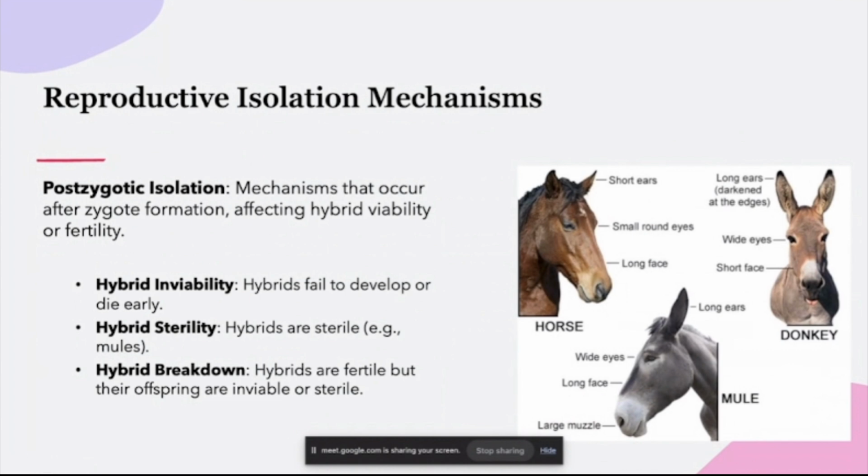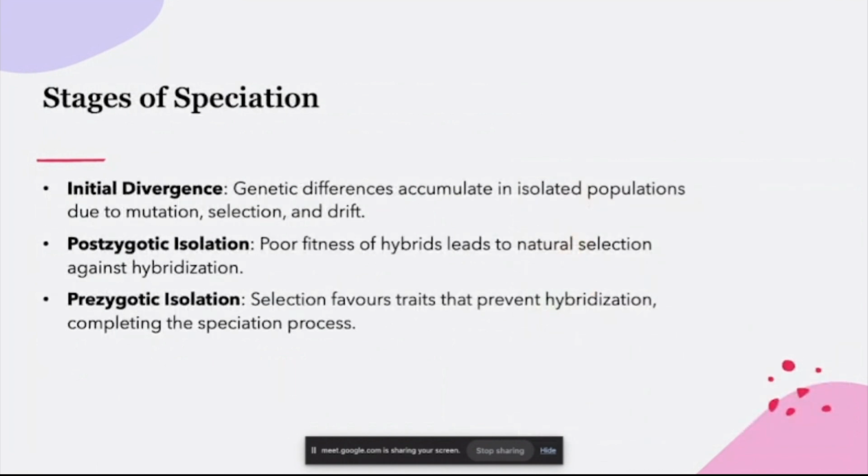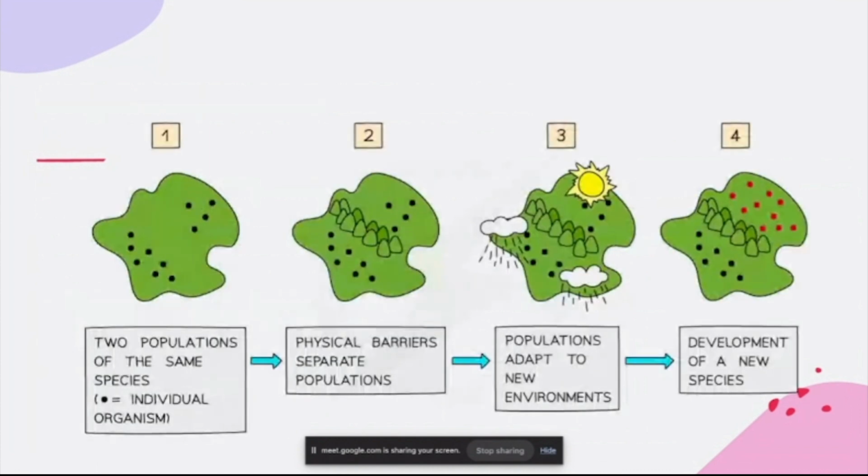And if you remember, we said these species are classed as different species if there are reproductive isolation mechanisms in place, meaning that these two different species are not able to produce fertile offspring or offspring that are able to thrive, offspring that are able to live. So, stages of speciation. First, of course, there will be the initial divergence where there will be many genetic differences which will happen in the isolated populations because of mutation, selection, or genetic drift. And then there could be the post-zygotic isolation or the pre-zygotic isolation, as we mentioned before.